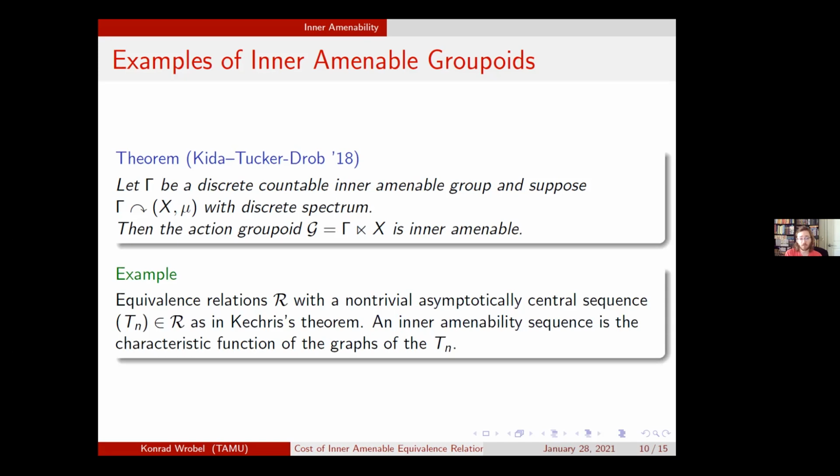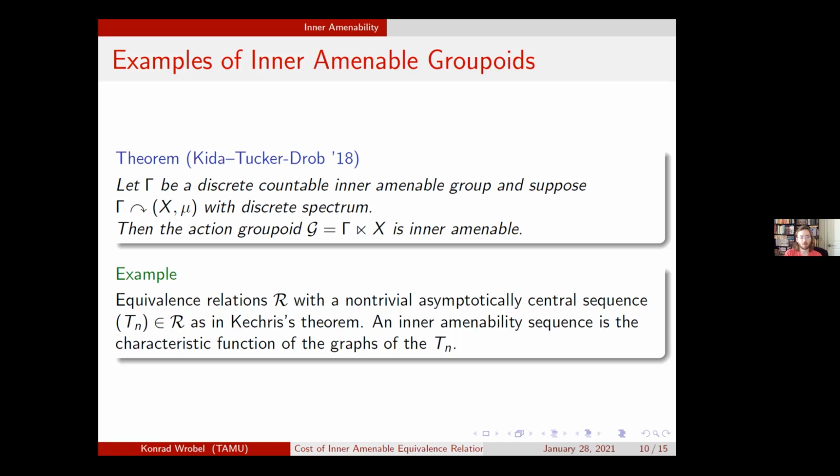There exist interamenable equivalence relations that don't satisfy this property. There are examples shown in Yoshikata Kida and Robin Tucker-Drob's paper. So they already came up with examples where this is not an equivalent condition, but it does give a nice rich class of examples as well.